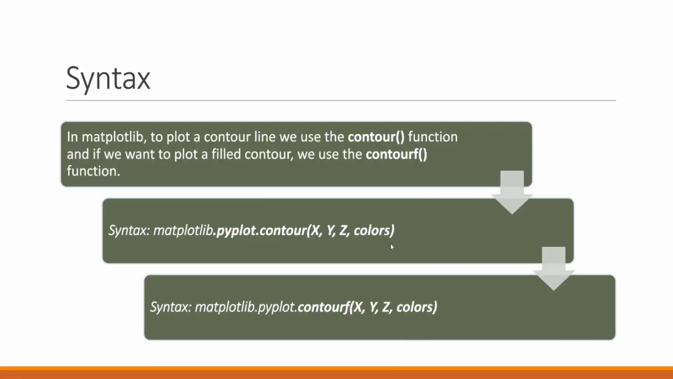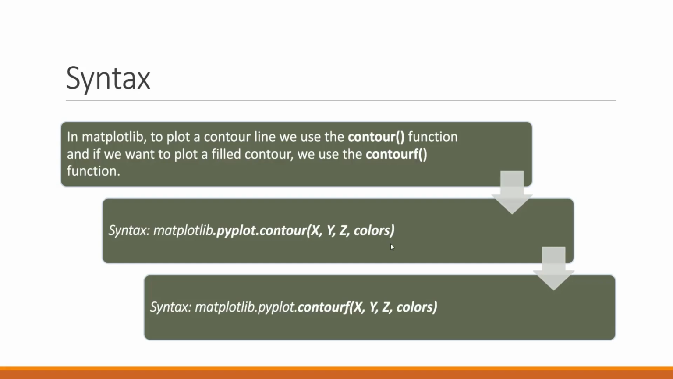So let's see the syntax. In Matplotlib, to plot contour lines, we use the contour function. And if we want to plot filled contour lines, we use the contourf function. And the syntax of a contour function is matplotlib.pyplot.contour, and in parentheses we pass different parameters x, y, z and colors also. And for the contourf function, we have syntax as matplotlib.pyplot.contourf, and we have the same parameters x, y, z and colors.